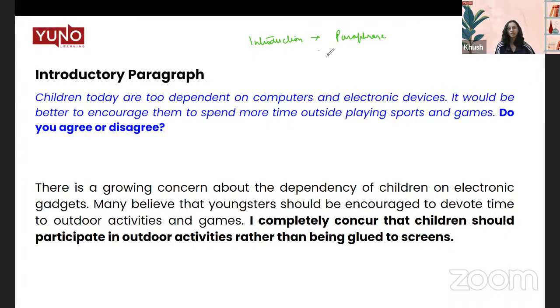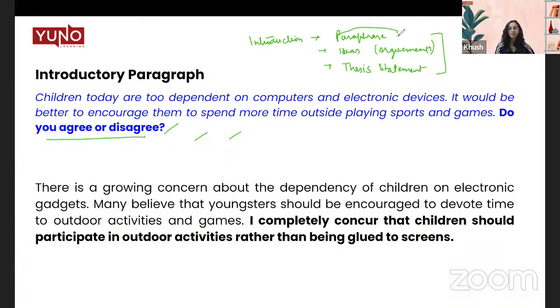Number two, talk about the ideas if you want to, briefly the arguments that you're basically going to present, and then thesis statement. Now, what do I mean by thesis statement? Thesis statement means what is your stance, the answer to this instruction. Do you agree or disagree? So I have to tell them clearly, I disagree, or I agree, or I partially agree. Now, these are the three things that are important, not necessarily in the same order. There's no strict rule for the order, but these three things should be there.